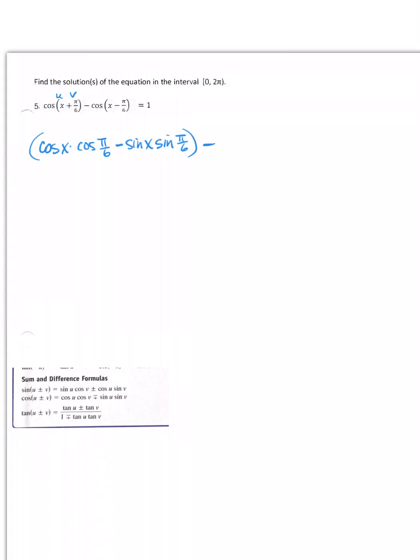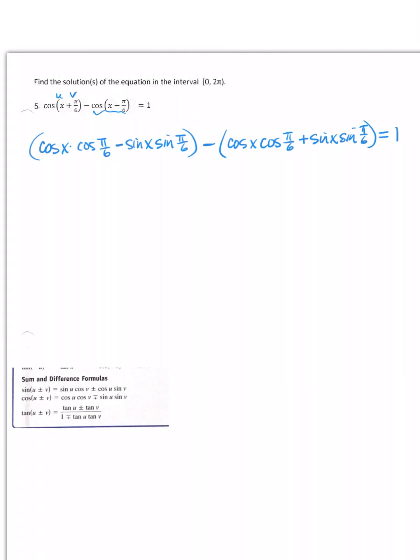Now, minus, what's going to happen on this one? Now we're going to do the difference of the cosines. So the difference of the cosines says cosine of x, cosine of pi over 6, plus sine of x, sine of pi over 6, okay? All of it has to equal 1, apparently, right? So now let's clean this up a little bit.